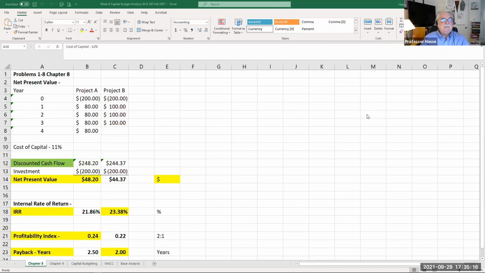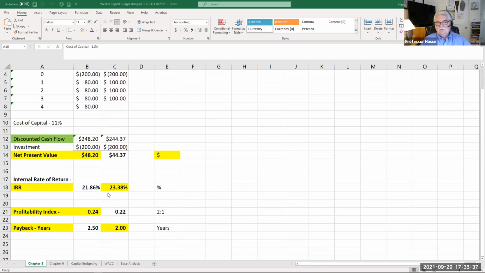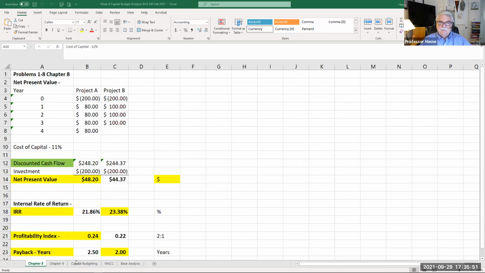We started out last week with this spreadsheet. We looked at chapter 8. Remember this? When we did this problem in chapter 8, talking about an investment of $200 in 2 projects and the cash flow that would be generated from those projects, we determined their return in dollars, called net present value. We determined their return in a percent, called the internal rate of return, their return in a ratio, called profitability index, and their return in years, called the payback.